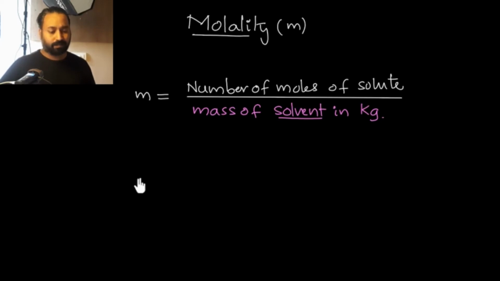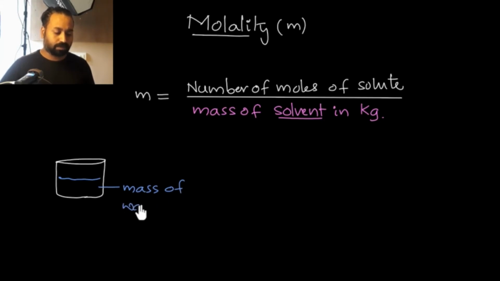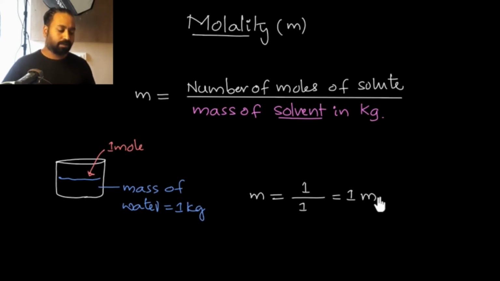Now we can provide one visualization. Assume that you have a container, and in this container you add a small amount of water. Take the mass of water equal to 1 kg. Water usually exists in the form of liquid, so obviously we measure it in terms of volume, but we can also measure it in terms of mass if you know the density. If you add 1 mole of any substance that gets dissolved in 1 kg of water, then molality m is the number of moles we added, 1, divided by the mass of the solvent we took, 1 kg. That is 1 divided by 1, so we get a 1 molal solution. The concentration of the solution is 1 molal. In short, we call molality molal.